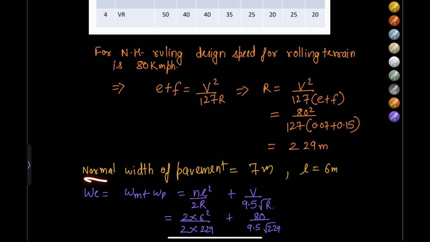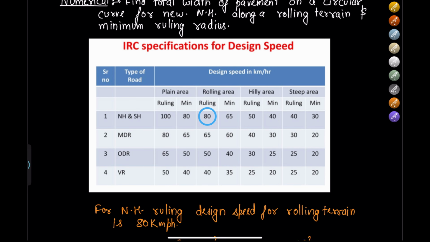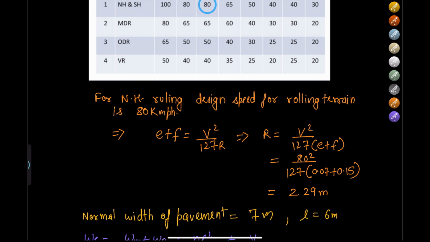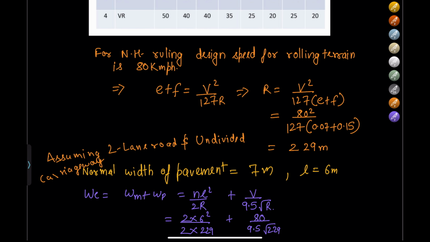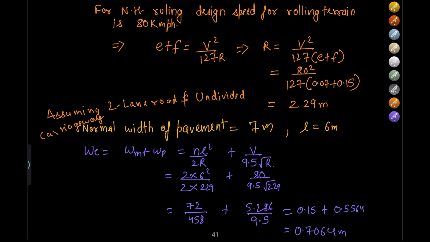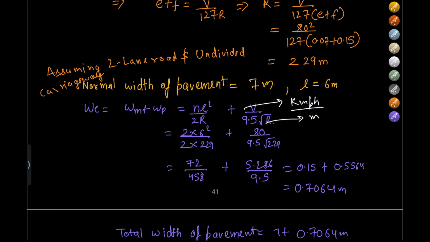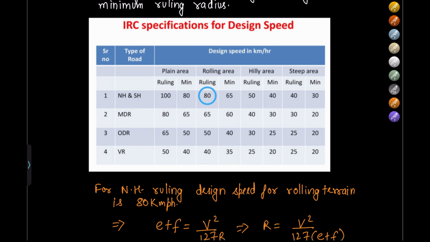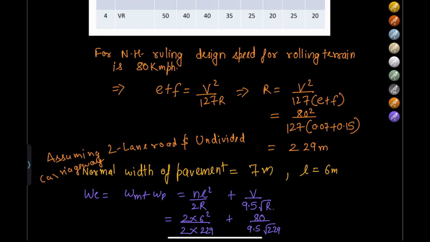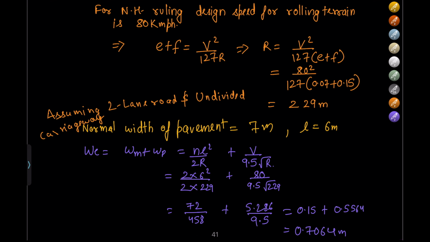So the normal width of a pavement is 7 meters. We will assume it to be a two-lane road, undivided carriageway. The normal width of the pavement would be equal to 7 meters, and the length of vehicle would be equal to 6 meters. So we'll calculate the extra widening.